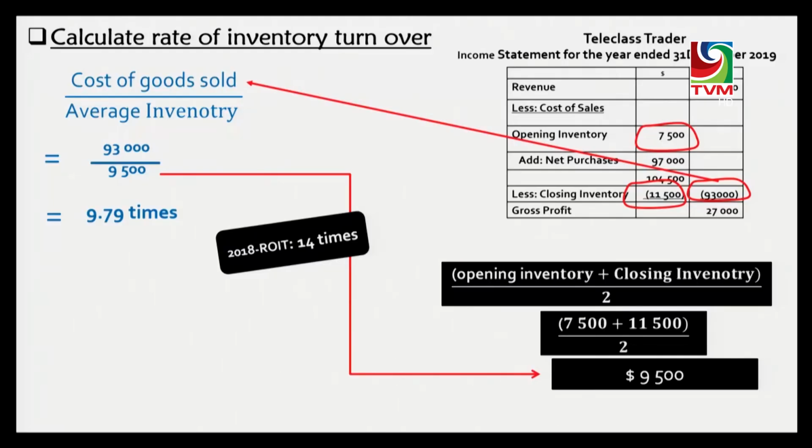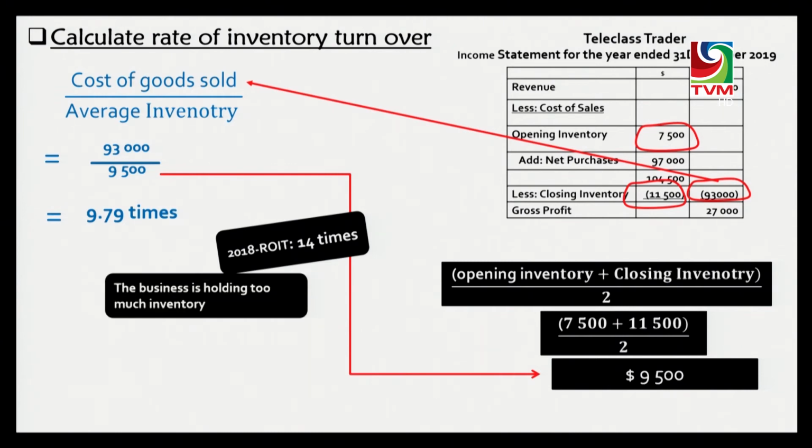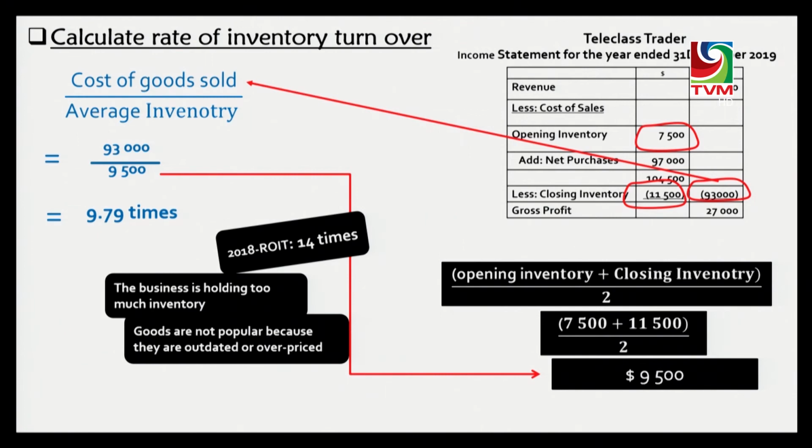For example, let us say in 2018, the rate of inventory turnover is 14 times. So let us compare the rate of inventory turnover over the 2 years. It has decreased, right? So what might be the reason for this? Maybe the business is holding too much inventory. Goods are not popular because they are outdated or overpriced.